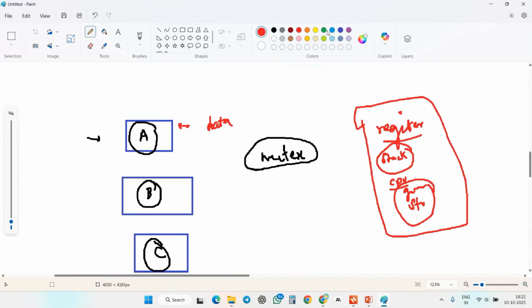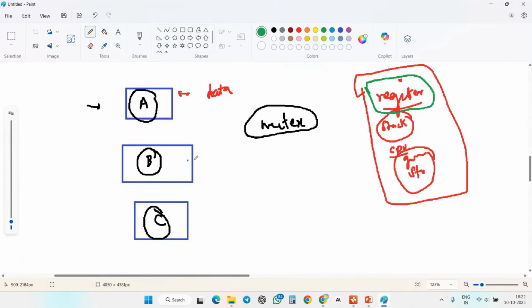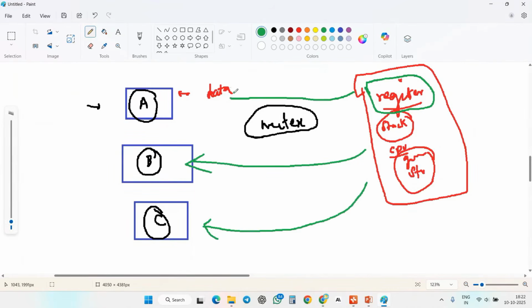Okay, so in this case, it is storing the data on the registers. Just think about it. B is also trying to access the data from these registers. C is also trying to access the data. A is also accessing the data. But now I want to run the A task only.